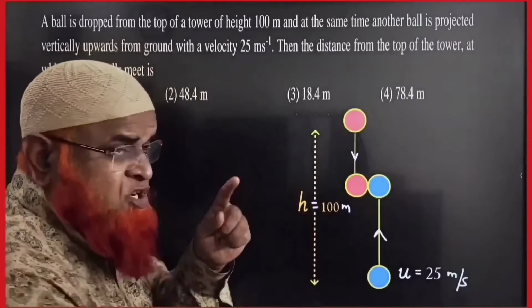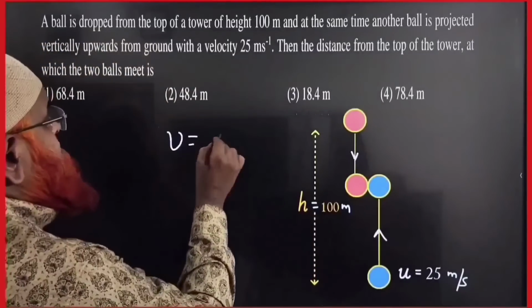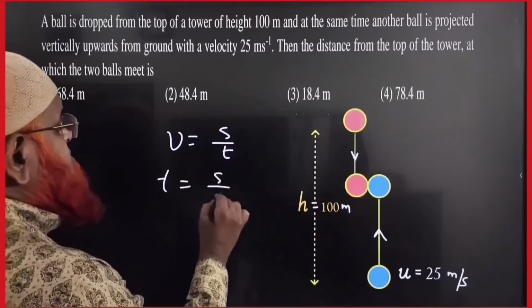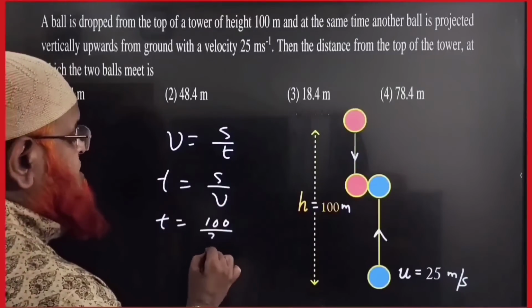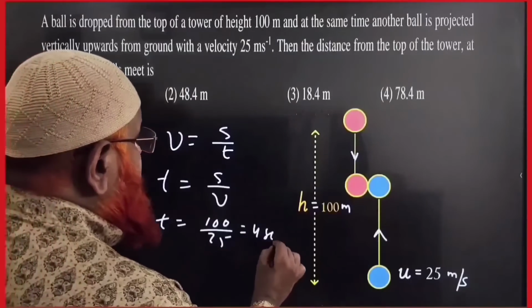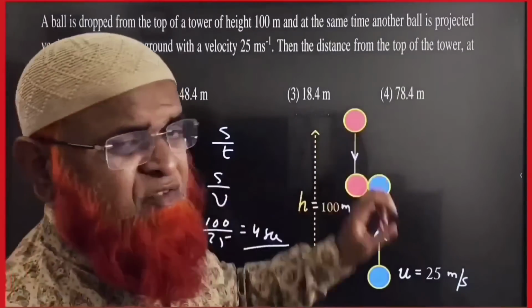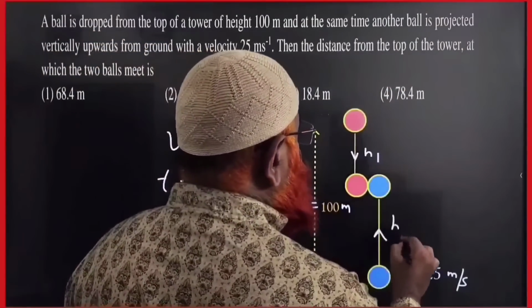For that, I am going to teach you a simple shortcut formula. What is that? Velocity is nothing but displacement by time here. So time is nothing but displacement by velocity. So displacement is nothing but 100 by velocity, which is 25. So they are going to meet at 4 seconds. This is a shortcut method to solve the problem. So once they are meeting at 4 seconds, you have to find out the top height. Let us take this as h1 and this as h2.